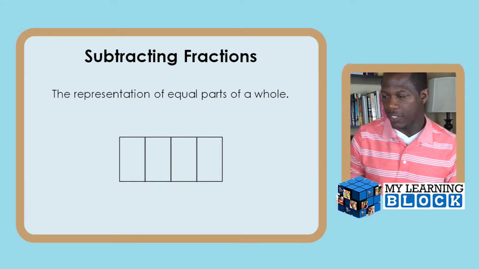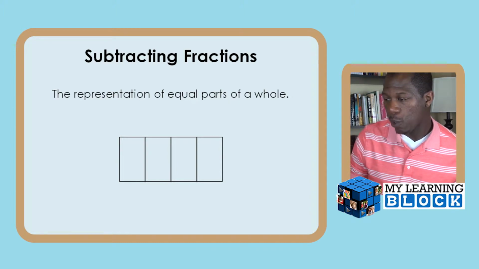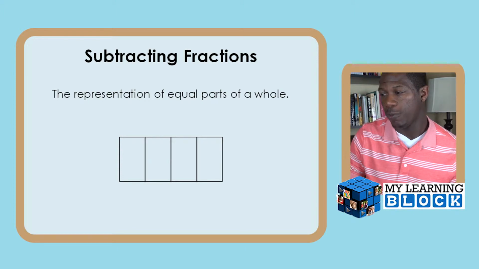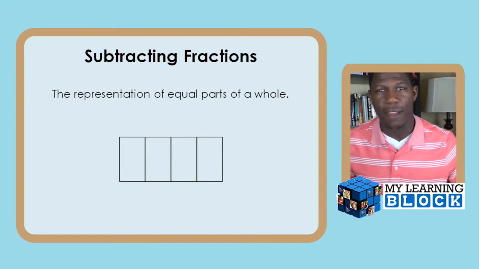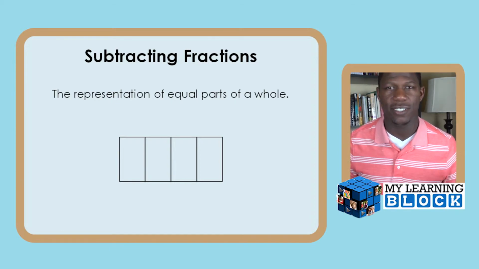For instance, in this image right here, we have 4 parts. So this rectangle is broken up into fourths. Now that's very important to understand for your child. Your child really needs to understand the fact that fractions are broken up into equal groups. It's not fractions if the parts aren't equal, right?